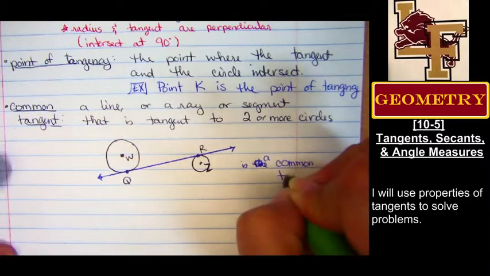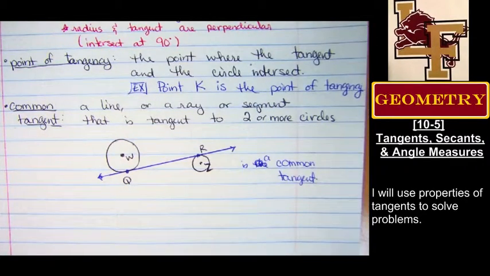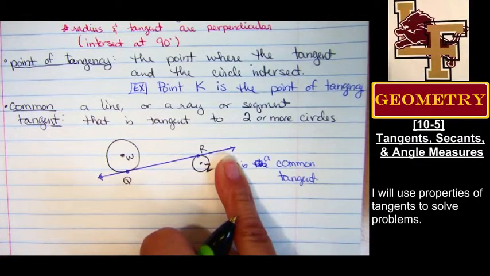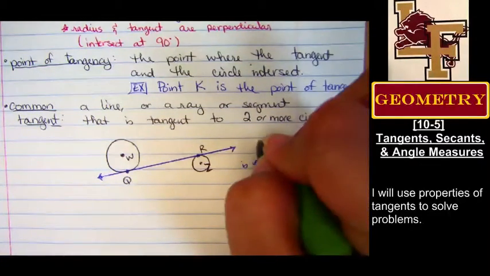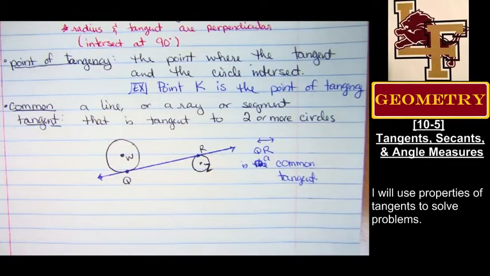QR. Good. Now, is the thing that I drew a line, a ray, or a segment? Oh, the line. Good. It's a line because I have two arrows. A ray will have one, a segment will have none. So this is line QR, and it is a common tangent.